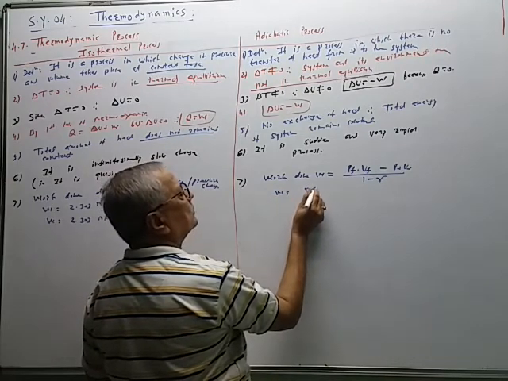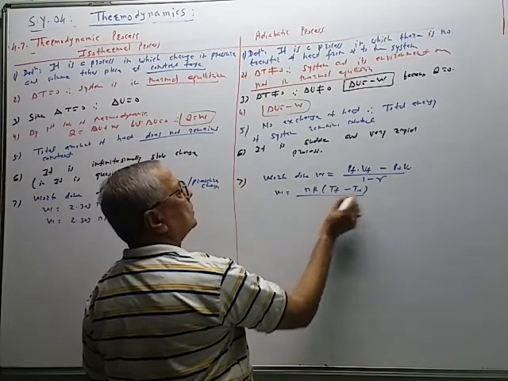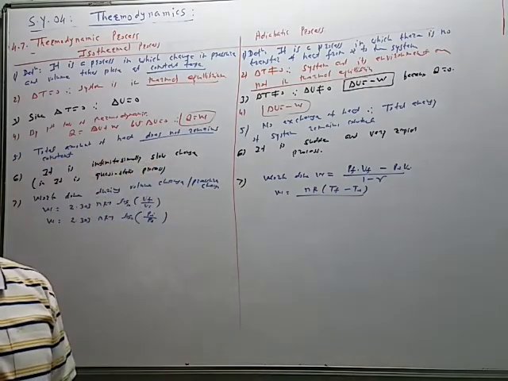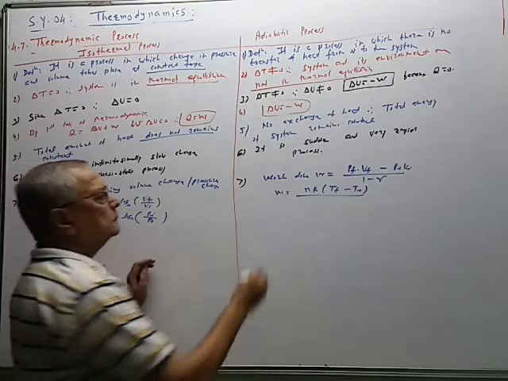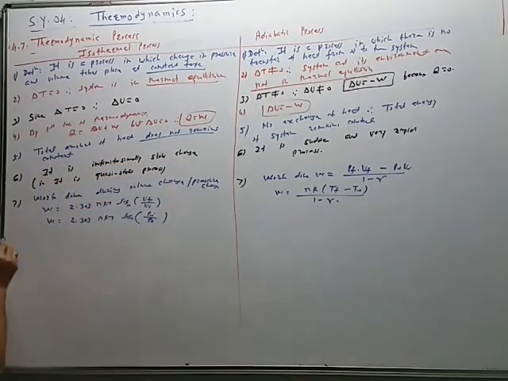And the other formula was nR into final temperature minus initial temperature upon 1 minus gamma.